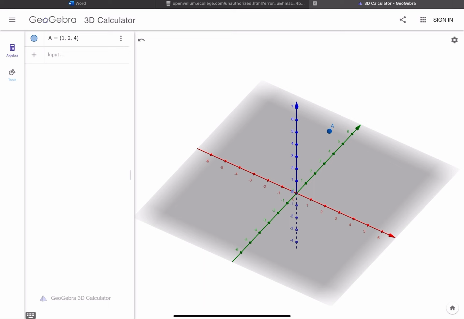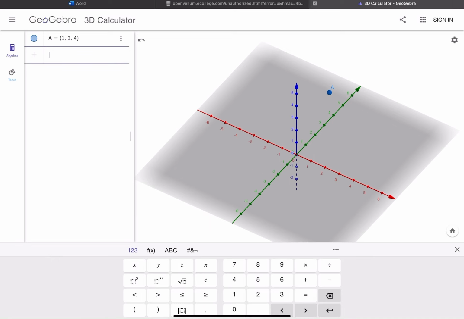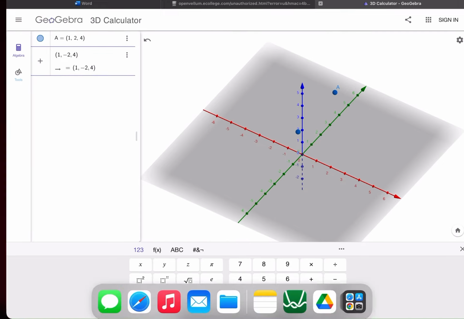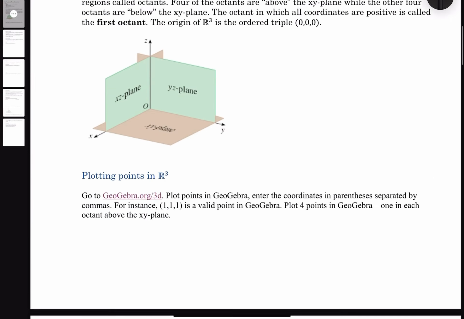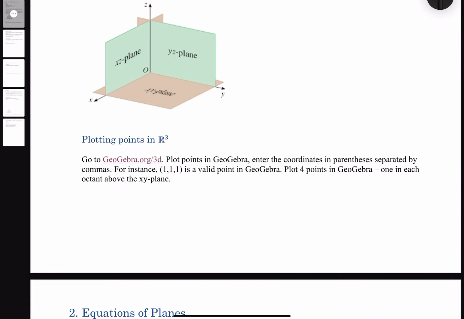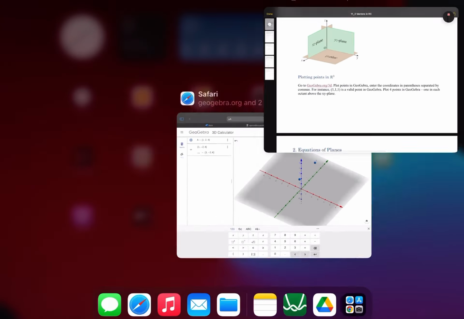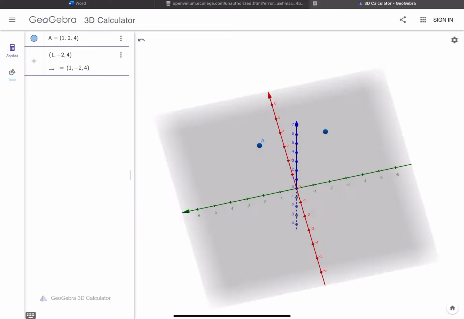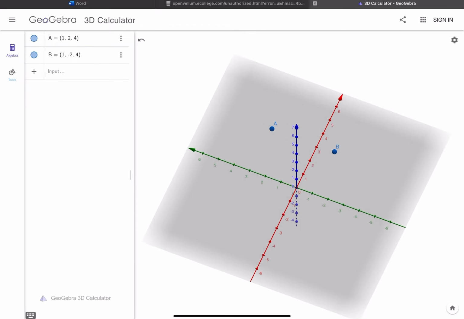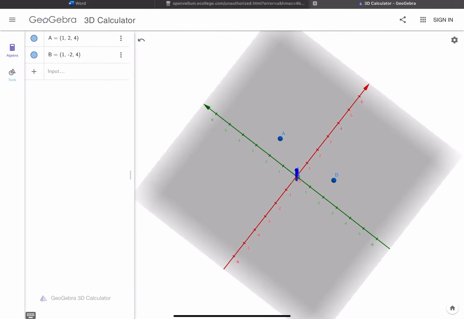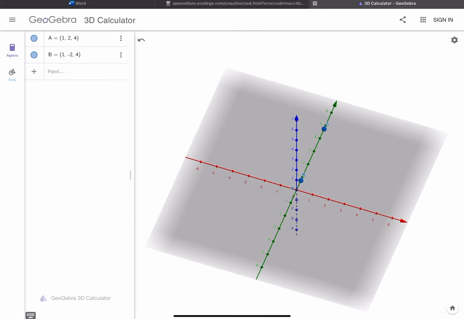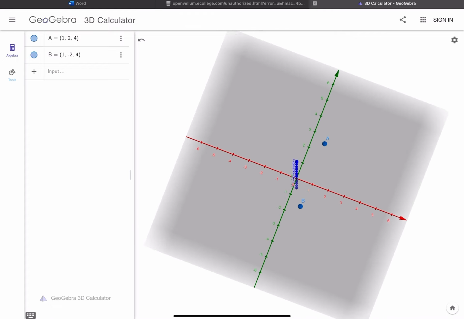And so now we're going to apply 3 other points, one in the other 3 octants. So then we could have the point 1, -2, 4. Now we want our z to be positive. I think in the notes I said apply 4 points in GeoGebra, one in each octant above the xy plane. So we have one, and we'll call this the second octant if we want to. Well, yeah, I guess we can say the fourth octant. It doesn't really matter.